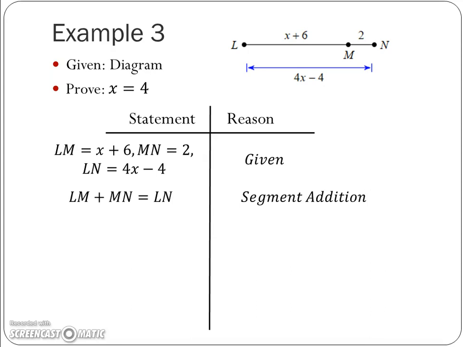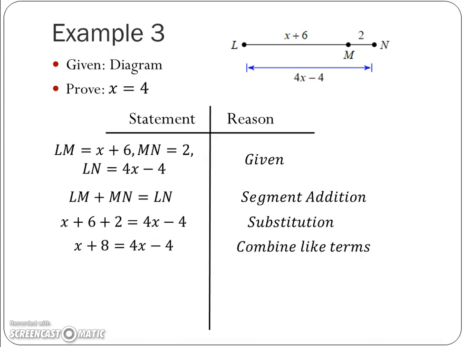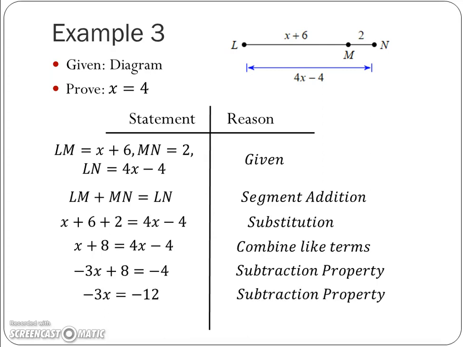We can substitute our values in. Right? x plus 6 plus 2 equals 4x minus 4, and that was just substitution. Combine like terms, and we get x plus 8. And then we're going to subtract 4x from both sides because I want x to be on the left. So I'm going to get negative 3x plus 8, and that was subtraction. We're going to subtract 8 from both sides, subtraction again, and we're going to divide by negative 3 to get x equals 4. That was division.